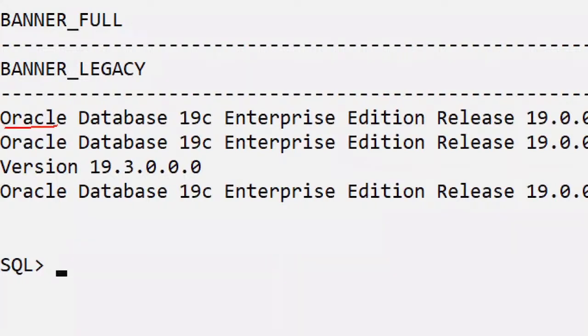Oracle is a product from Oracle Corporation. But what type of product is this? A database product. What is the version we are learning in our course? 19C is a version of this DB product.